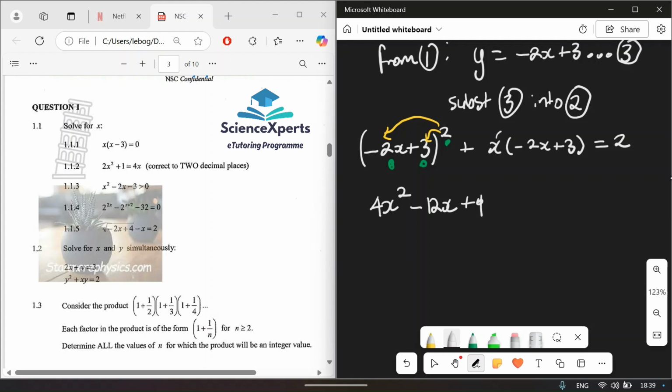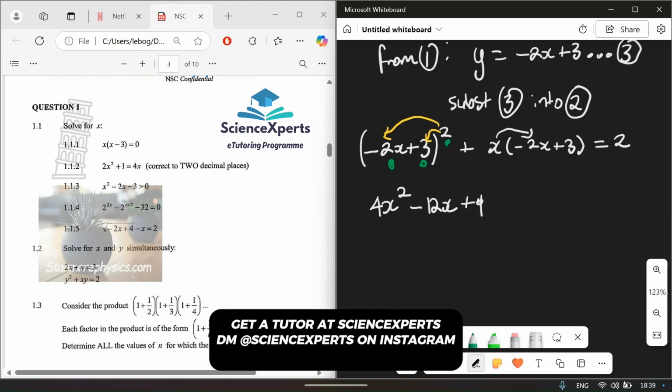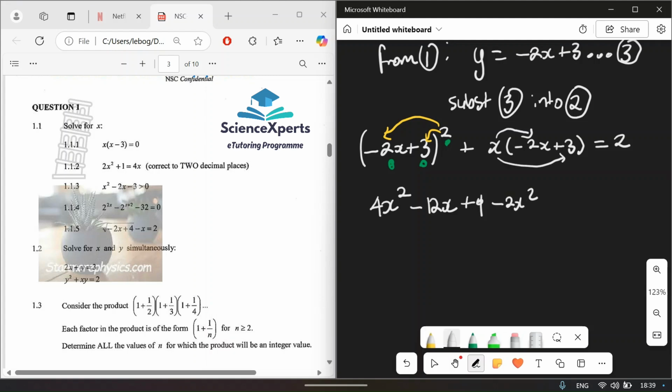Then we distribute the x here. X times negative 2, that's negative 2x squared. Then x times 3, that's positive 3x. Then I can transpose that 2 to that side, then it's gonna be minus 2 equals to 0, right? 4x squared minus 2x squared, that's 2x squared, those are like terms, minus 12x plus 3x, that's minus 9x, then 9 minus 2, that's positive 7, is equal to 0.